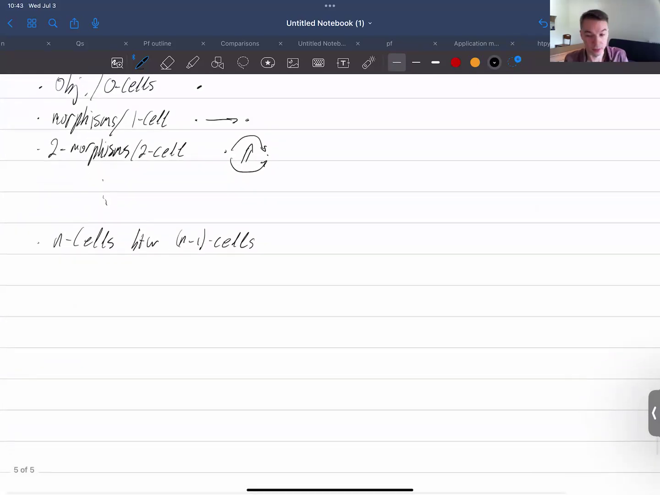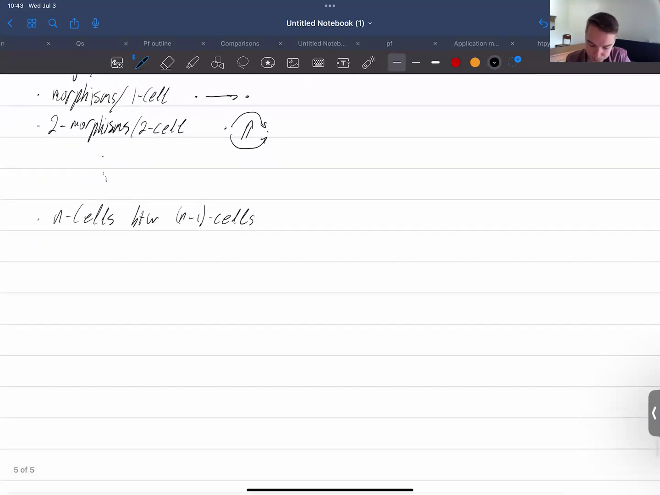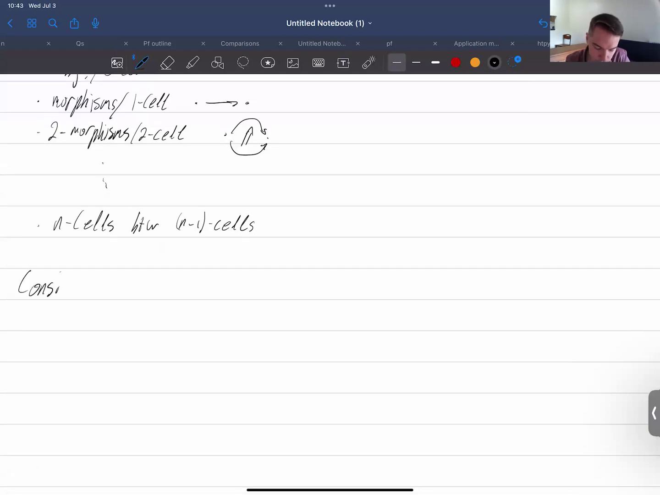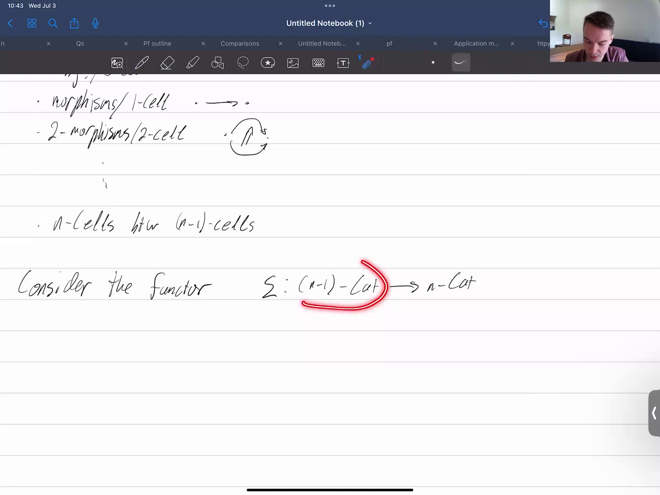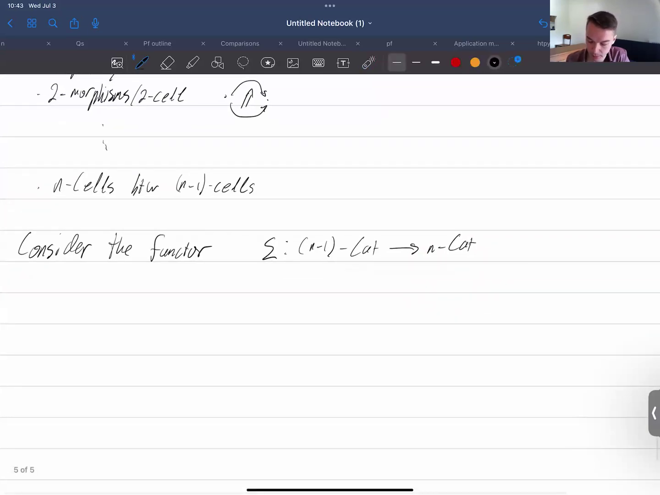A particular kind of functor that I want to consider here between categories of various dimensions is a suspension. This is the bipointed suspension. What it does is it takes an (n-1)-category and outputs an n-category. It takes this (n-1)-category and makes it the hom category between two objects in an n-category.